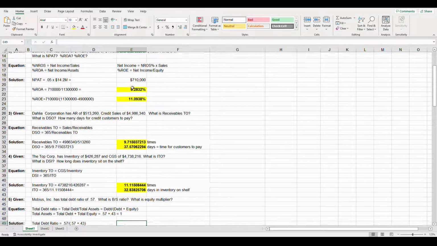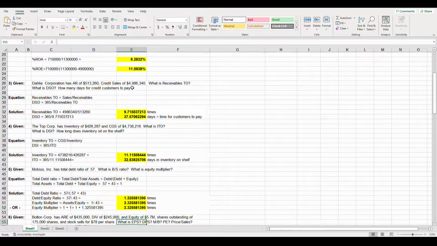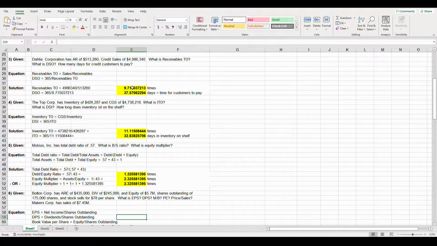Problem number 3, we have Dahlia Corporation with accounts receivable of $513,260 and credit sales of $4,986,340, and they want to know what is receivables turnover, what is days sales outstanding, and how many days does it take for credit customers to pay. Basically, anything turnover is sales over anything. So receivables turnover is sales over receivables. The only exception to this rule is inventory turnover, which is cost of goods sold over inventory. But in this case, this is not the exception.